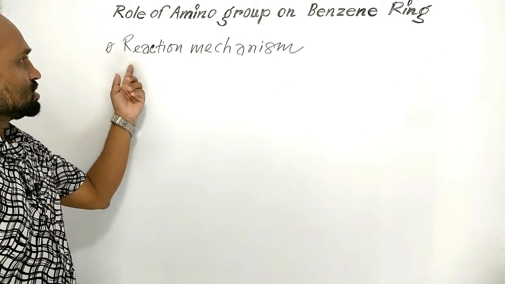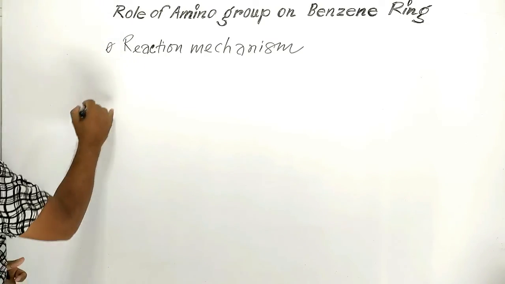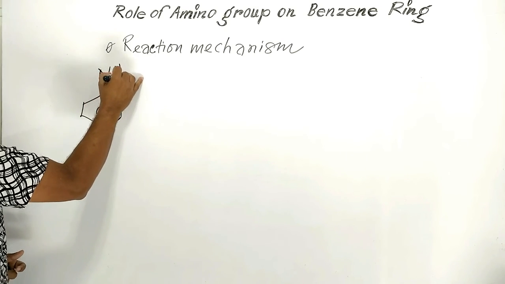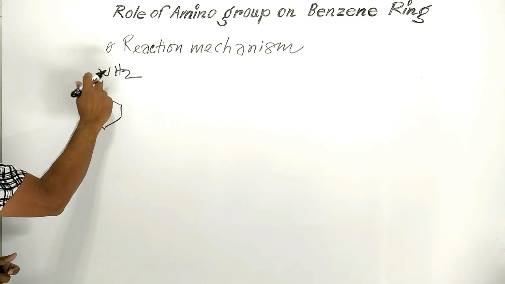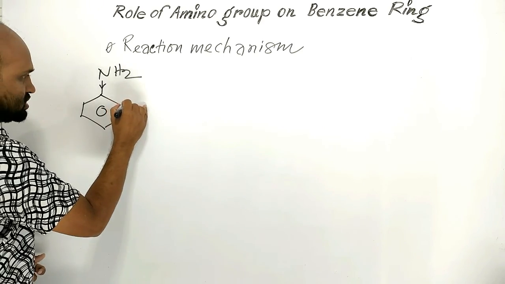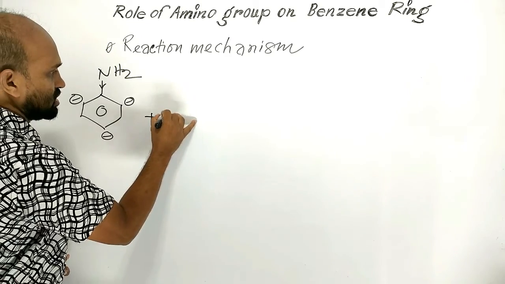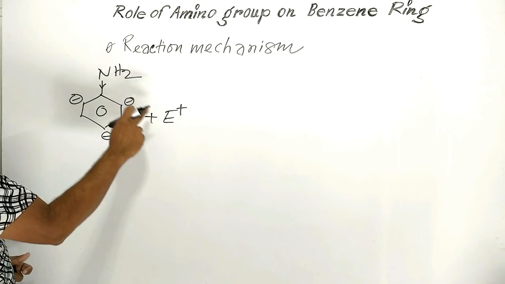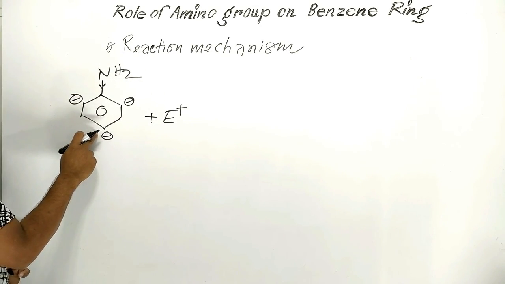Now, the reaction mechanism of aniline. Let's see. Aniline or aminobenzene. We learned that the amino group is a kind of benzene ring activating group, or an ortho-para directing group towards electrophile. So because of the presence of the amino group, the electrophile will attack ortho carbons and para carbon in this way.